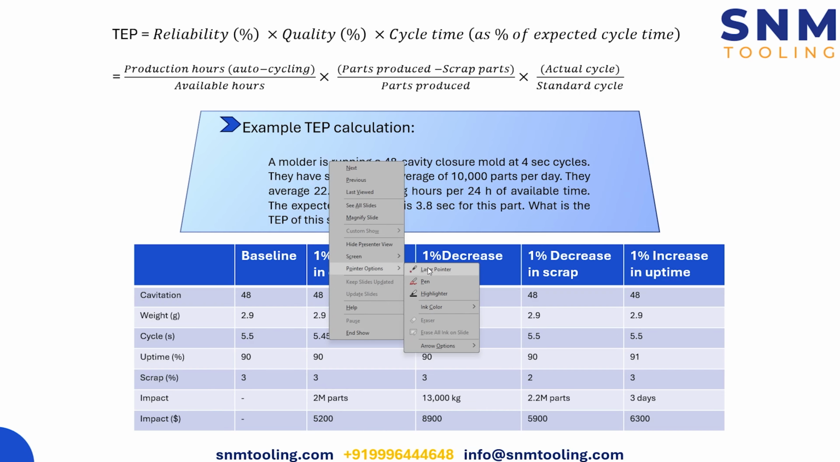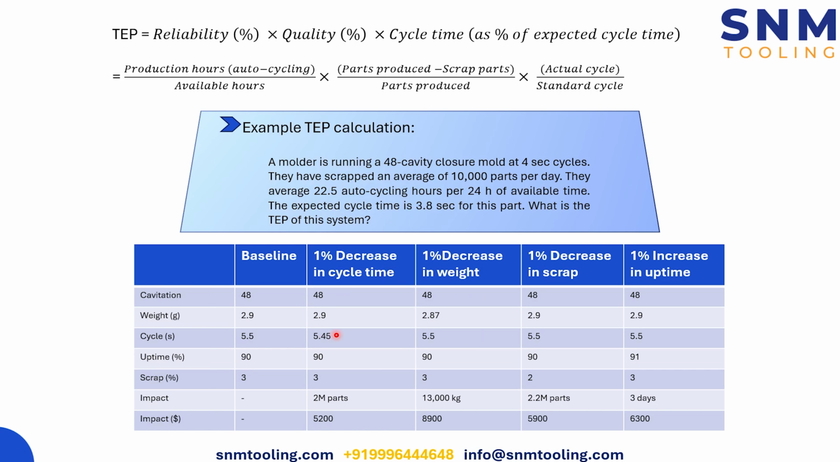I'll just use a pointer. Here, the impact will be an increase, or the impact will be the cost saving of $5,200, which is significant, right? Next, and of course, 2 million more parts can be molded. Like next is your cavitation, which is 48.